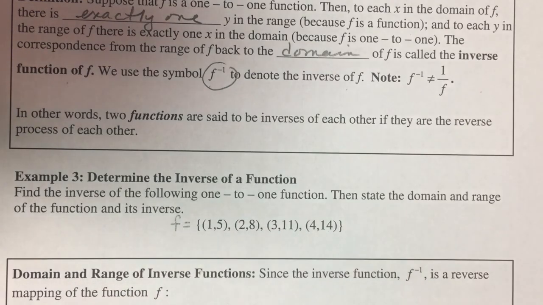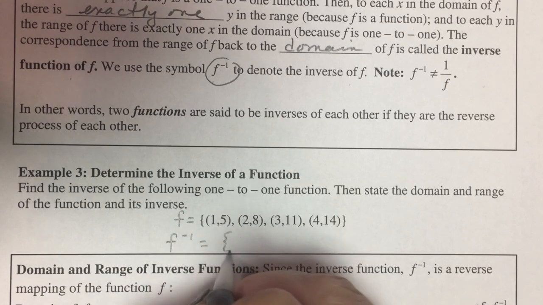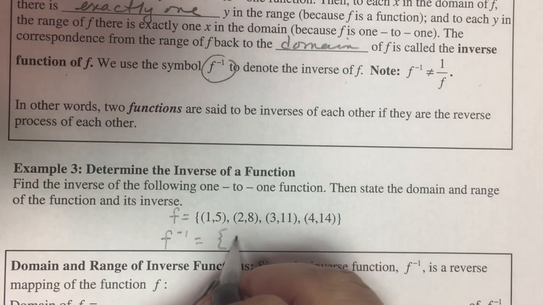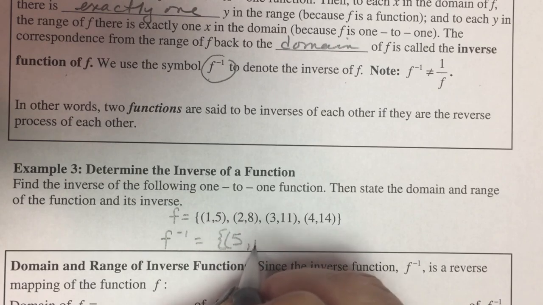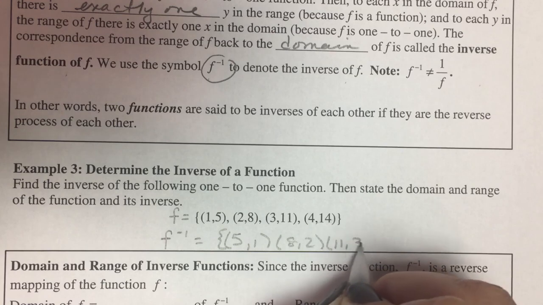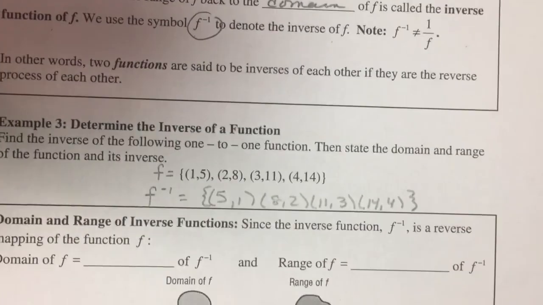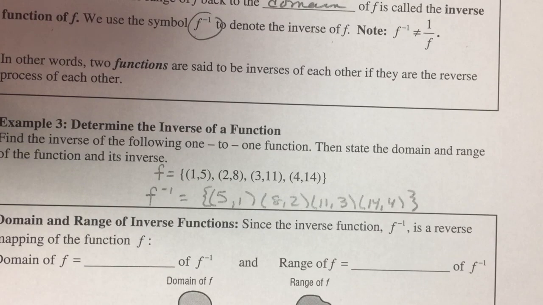So this is f. If we want to find f inverse, don't overthink this. You simply flip the domain and the range. How hard is that? That's all you do. You flip the domain and the range. So the domain of f becomes the range of its inverse. The range of f becomes the domain of its inverse. You flip the domain and the range.